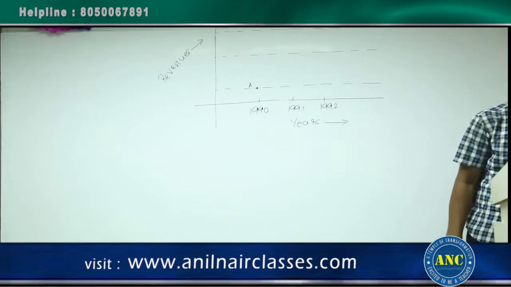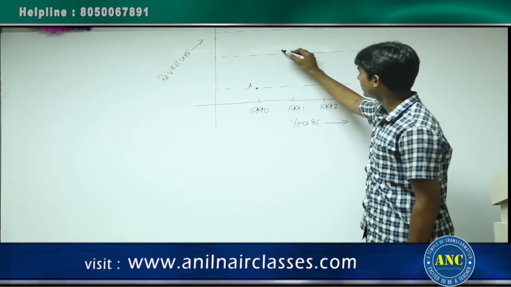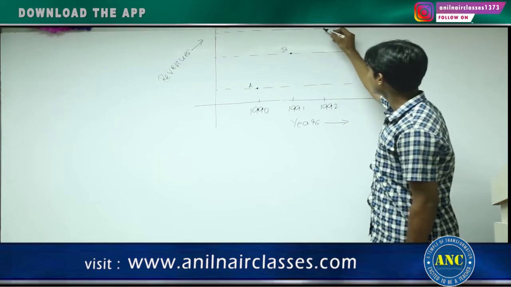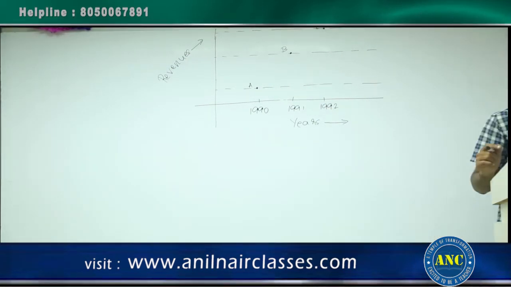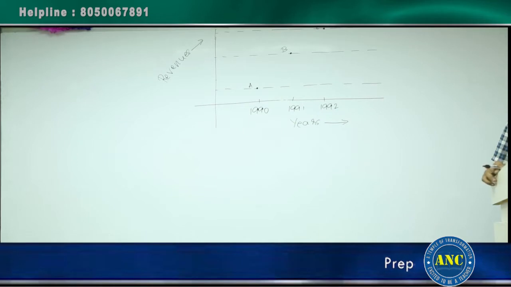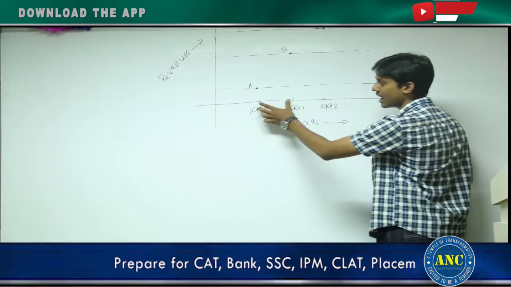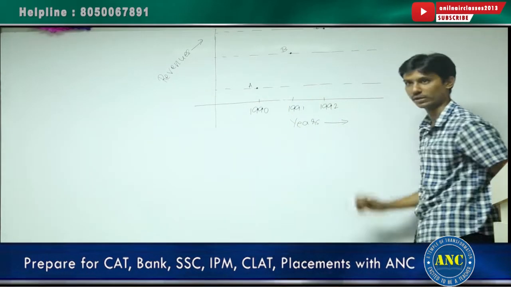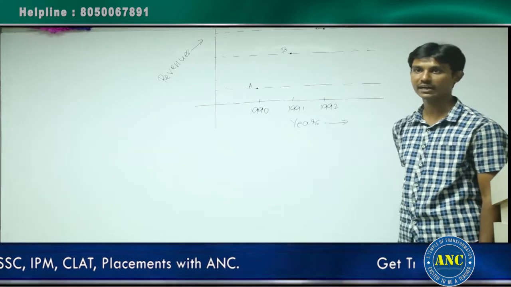Then they are telling 1991 as B. This is labeled as B. 1991 is B and 1992 is C. This is labeled as C. That is what they are telling in the graph. They are asking what is the ratio of growth in revenue between 1991-92, between these 2 years, and 1990-91, between these 2 years. This is the given data in the question.